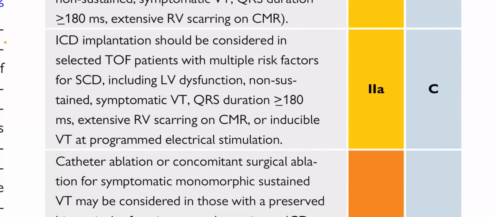ICD implantation should be considered in selected patients with multiple risk factors for sudden cardiac death, including LV dysfunction, non-sustained symptomatic VT, QRS duration more than 180 milliseconds, extensive RV scarring on CMR, or inducible VT at programmed electrical stimulation, class 2A recommendation.